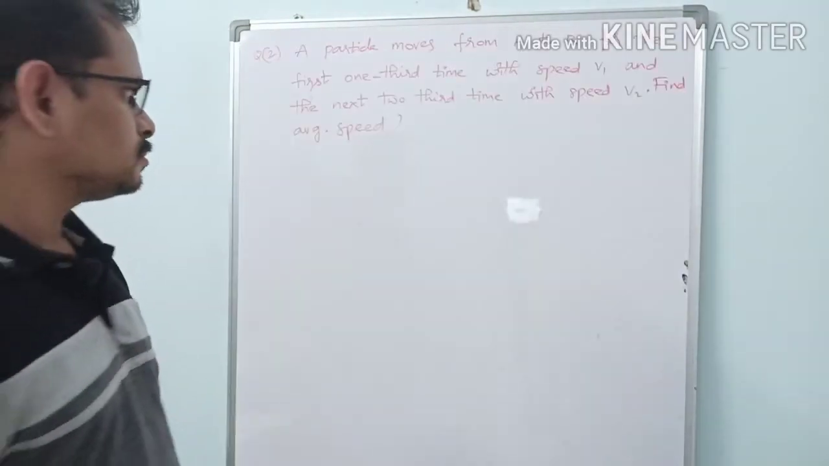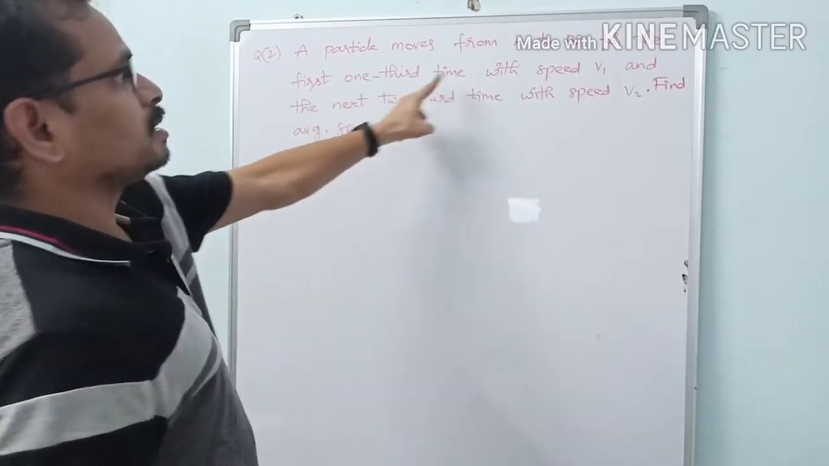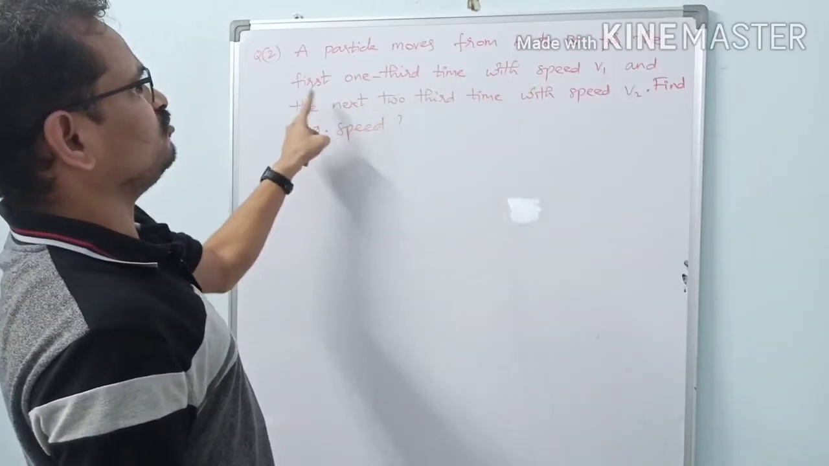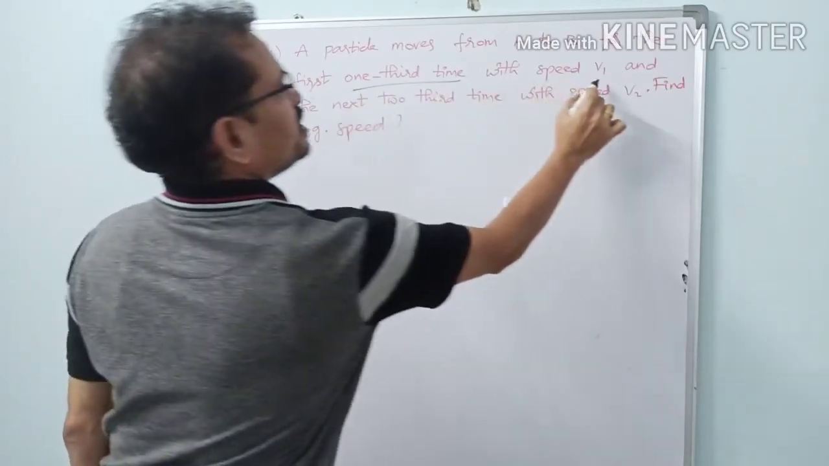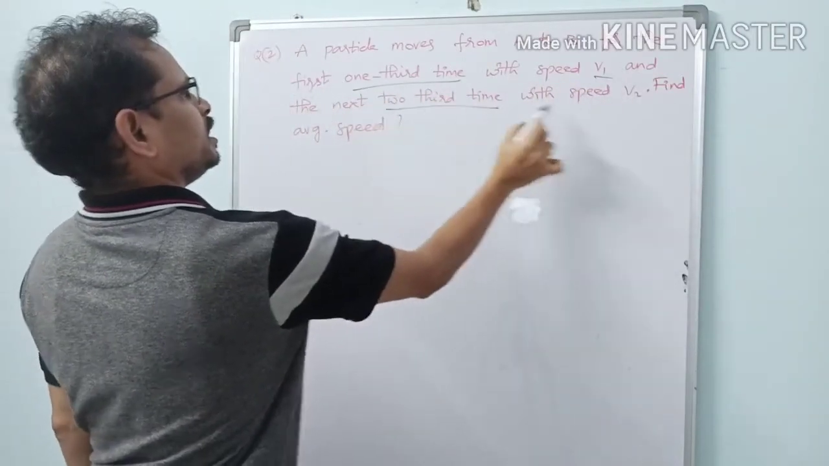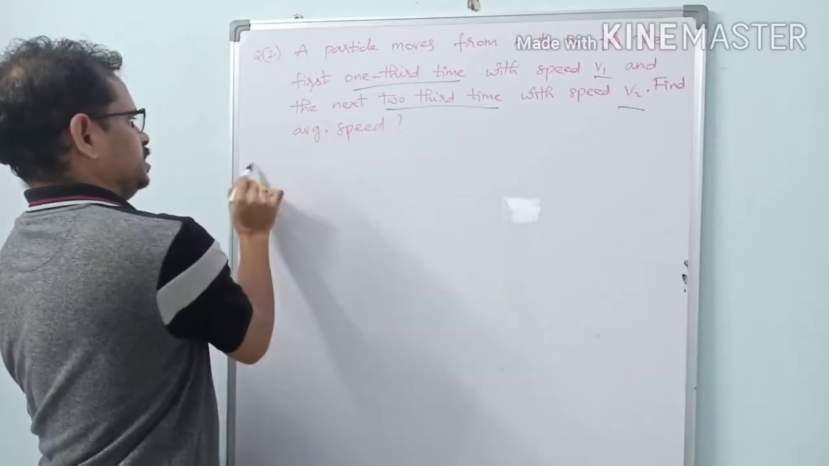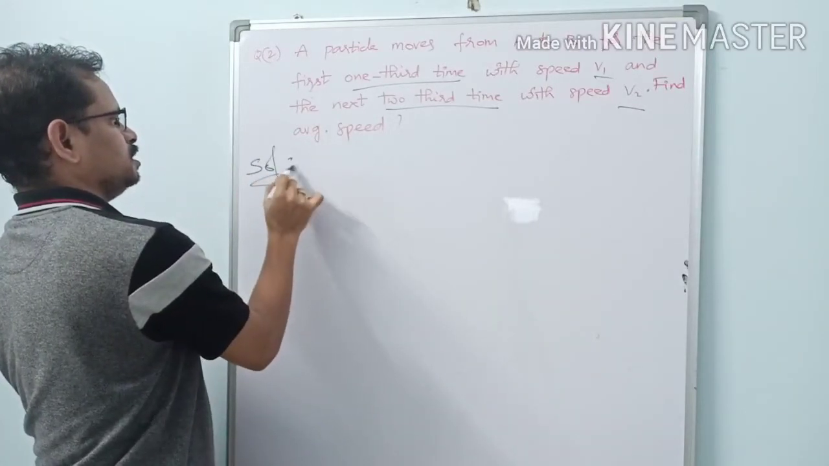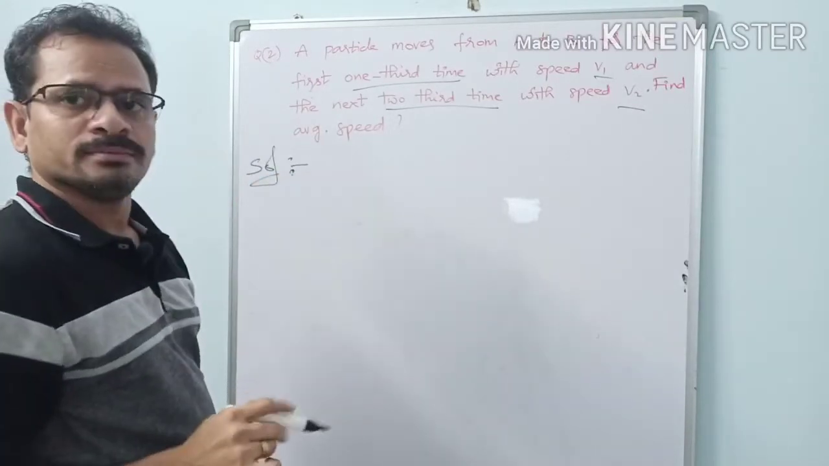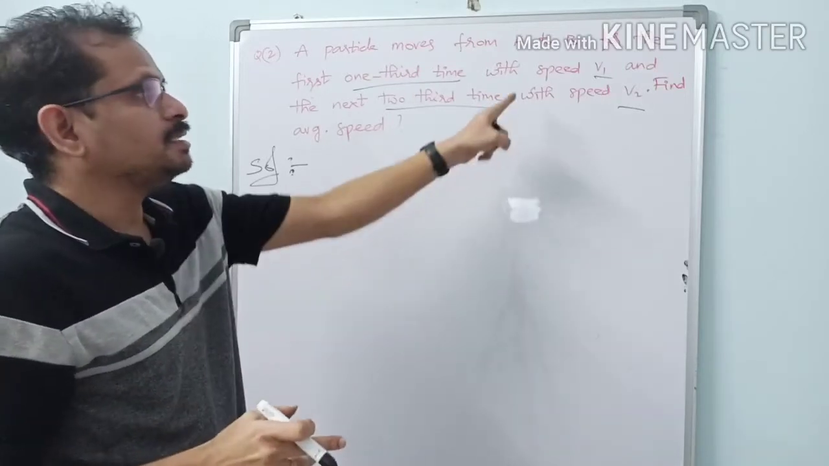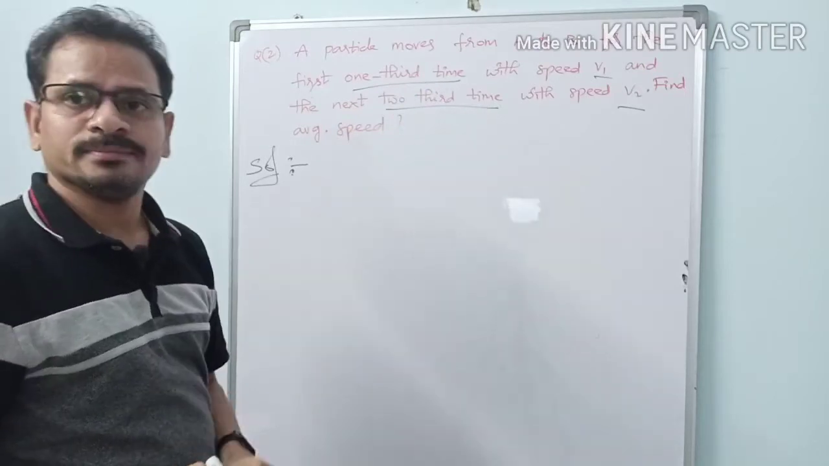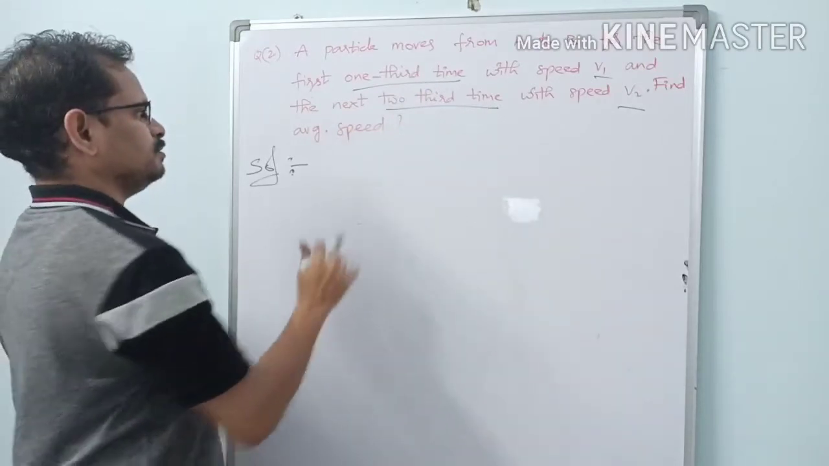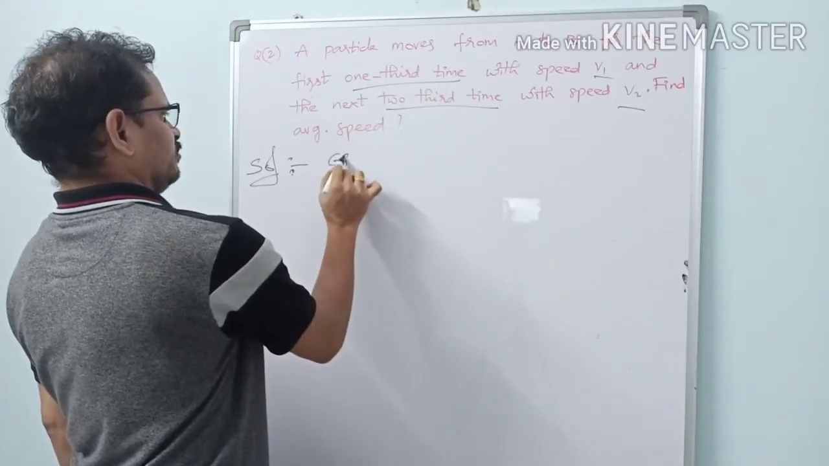Okay, right. See, next question is, a particle moves from A to B for the first 1/3 time with speed v1 and the next 2/3 time with the speed v2. Find average speed. So in the previous problem distances are partitioned, here time is partitioned. See, for first 1/3 time, next 2/3 time. Previous problem, displacements. Right now, let us take given quantities here.